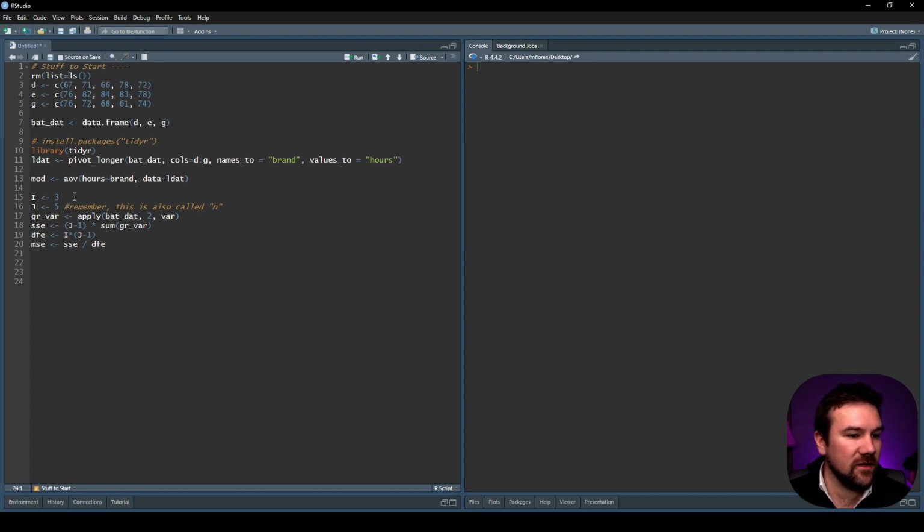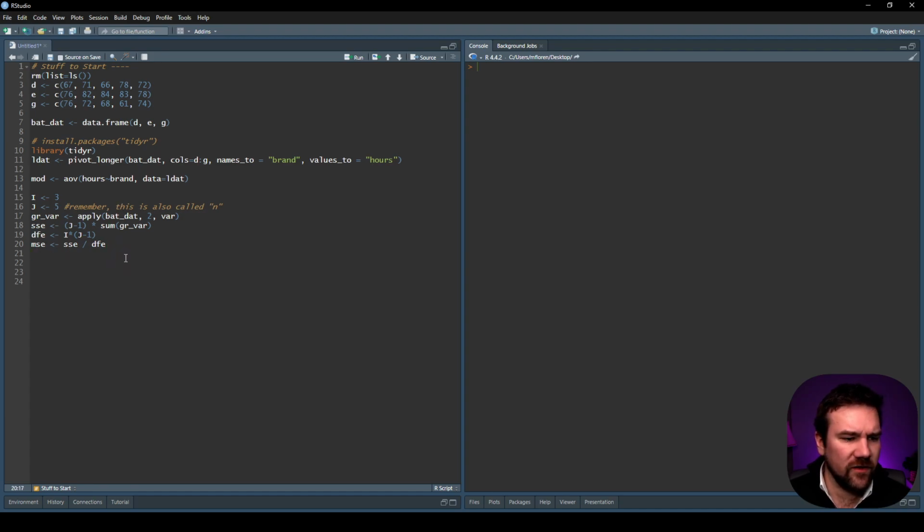Specifically, I'll need the number of groups, capital I, the number of observations in each group, capital J, and I'll note, remember, capital J is also called lowercase n, and so in your notes, you'll see lowercase n instead of capital J. You can change that out if you prefer in some places. I'll need the group variances just so I can calculate the SSE, pretty straightforward by taking the sum of those group variances. I'll need the degrees of freedom for the error, and then I'll need the MSE.